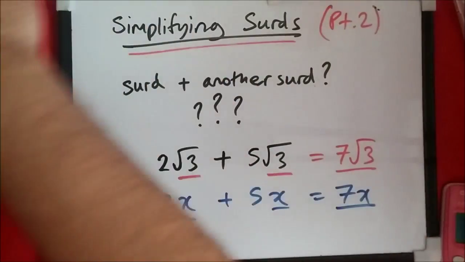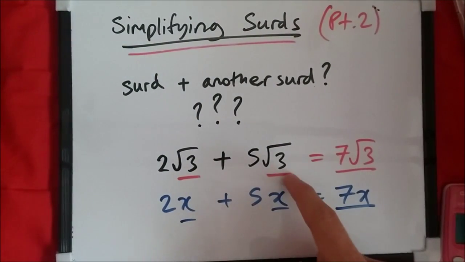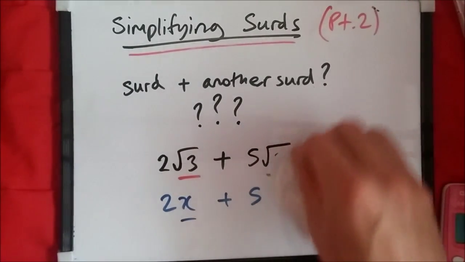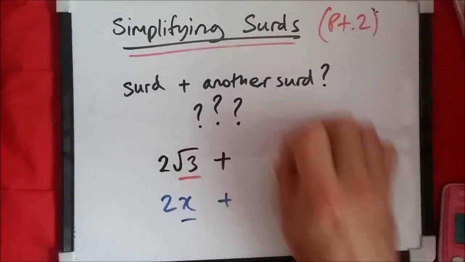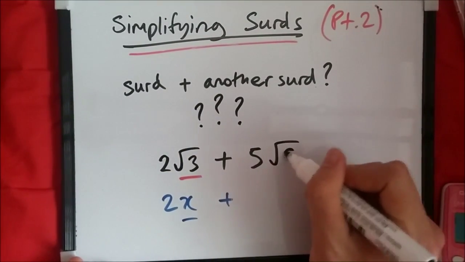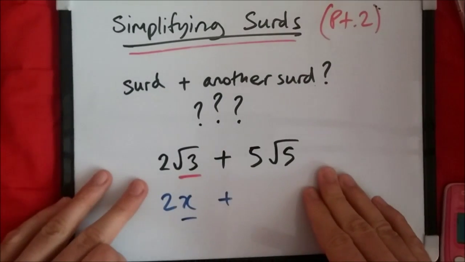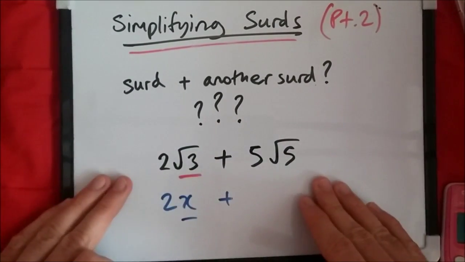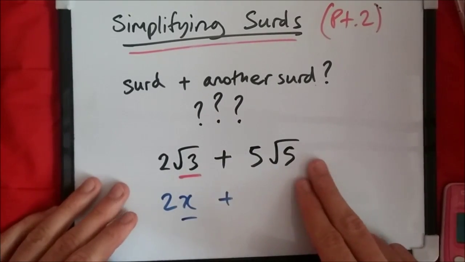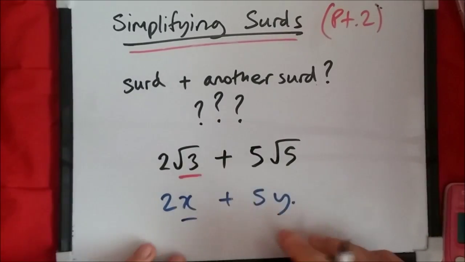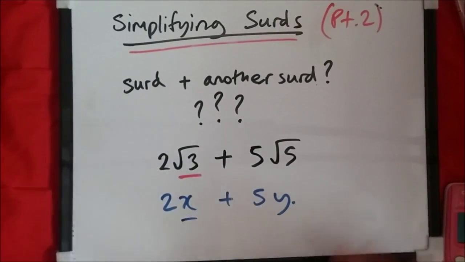However, if you had two different surds, for example, 2 root 3 plus 5 root 5 now, this would be it. You can't do anything further because we have different surds. So this would be our simplified surd. It's the same as saying 2x plus 5y. We cannot simplify that, can we? This is the end of the equation.